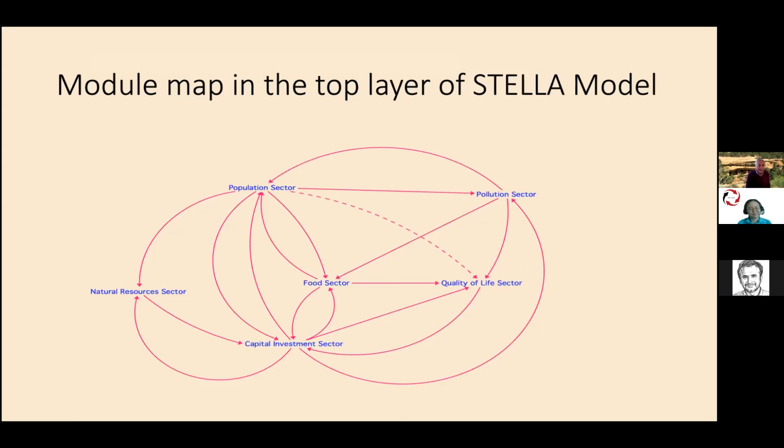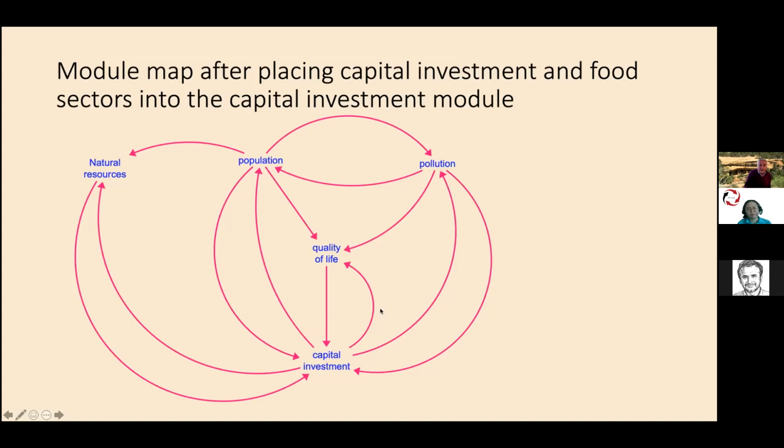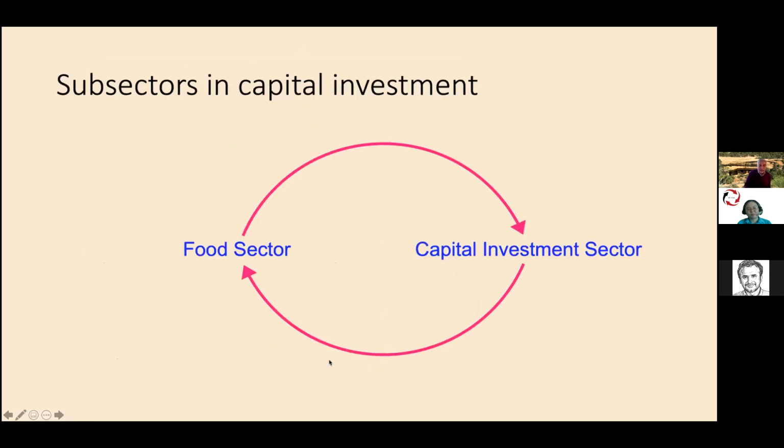And what I did was I merged these 2 modules. I did not merge them. I actually made them sub-modules in a larger module. So I created a deeper hierarchy, 2-level hierarchy. And when I did that, I got this map here. Within capital investment, there are actually 2 sub-modules, food sector and the capital investment sector.